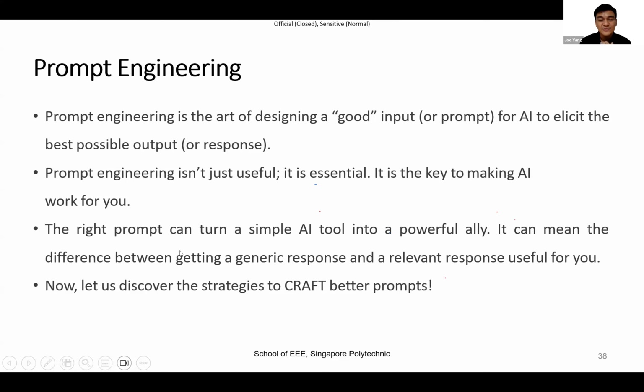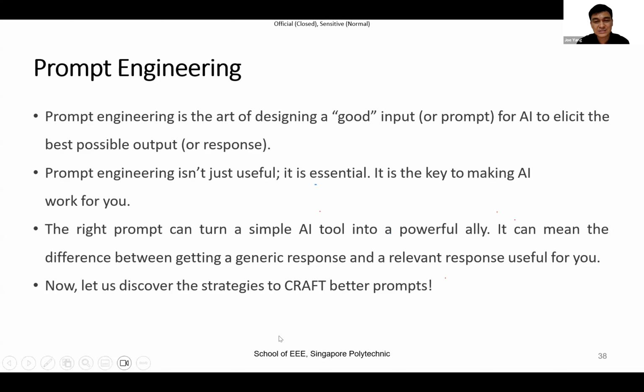If you use unclear prompts, you get unclear responses. The right prompts can turn a simple AI tool into a very powerful ally. It can mean the difference between getting a generic response or a relevant response that is useful for you. Now I'll teach you techniques that you can use to create better prompts.